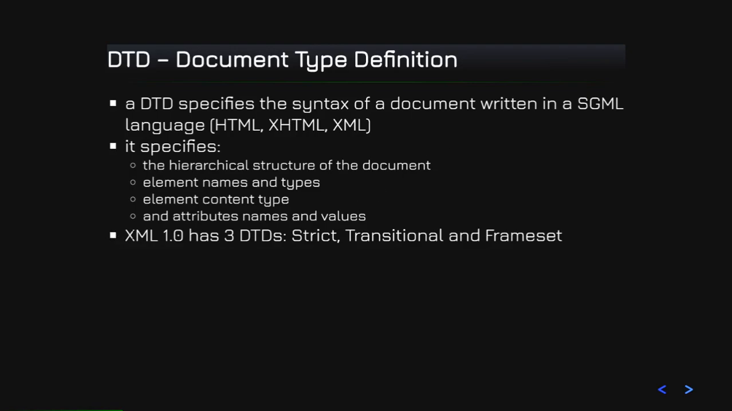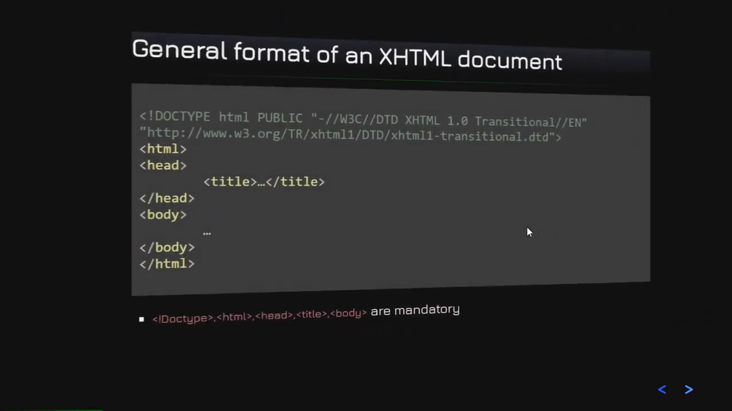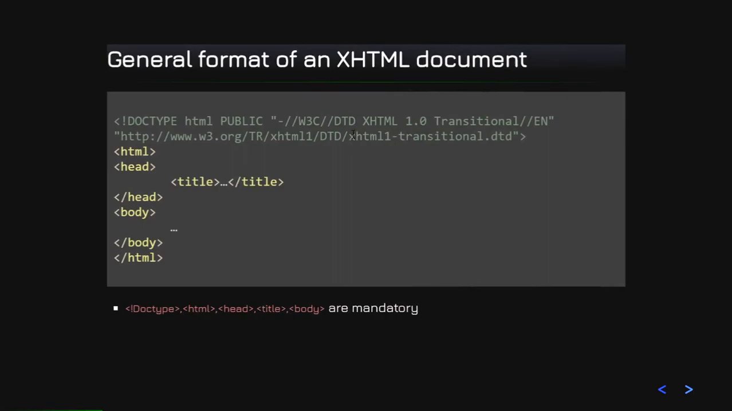And XML 1.0 has 3D. I think this is a mistake. So yeah, this is a mistake. XHTML 1.0 has 3 DTDs: strict, transitional, and frameset. For example, in the previous example, this is the XHTML 1.0 transitional DTD.